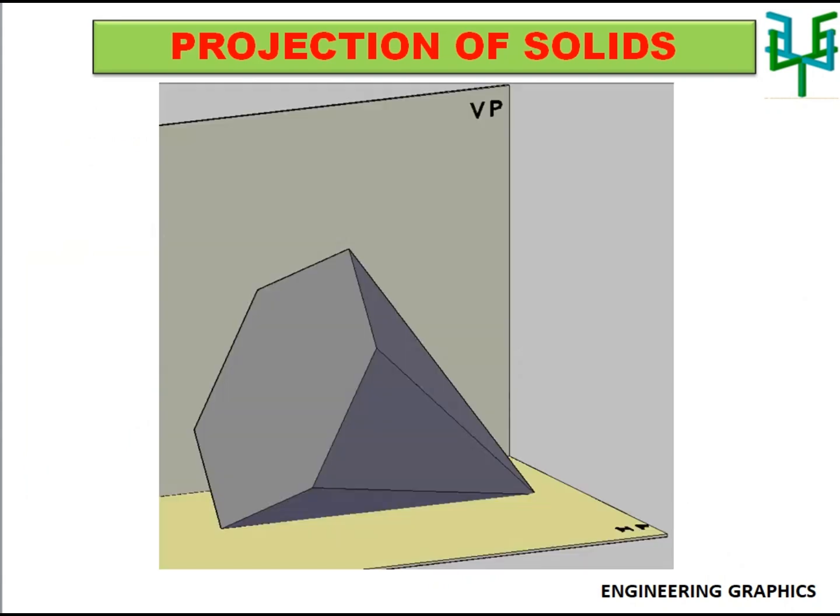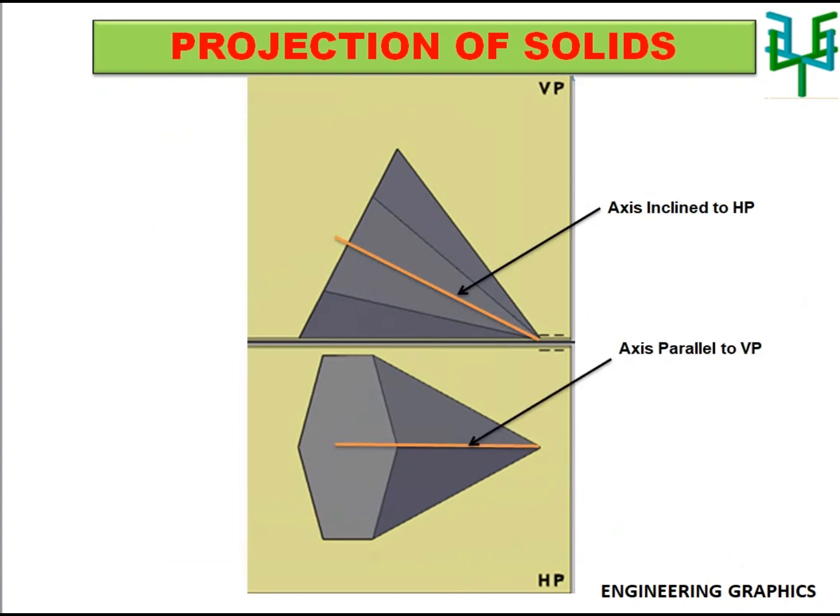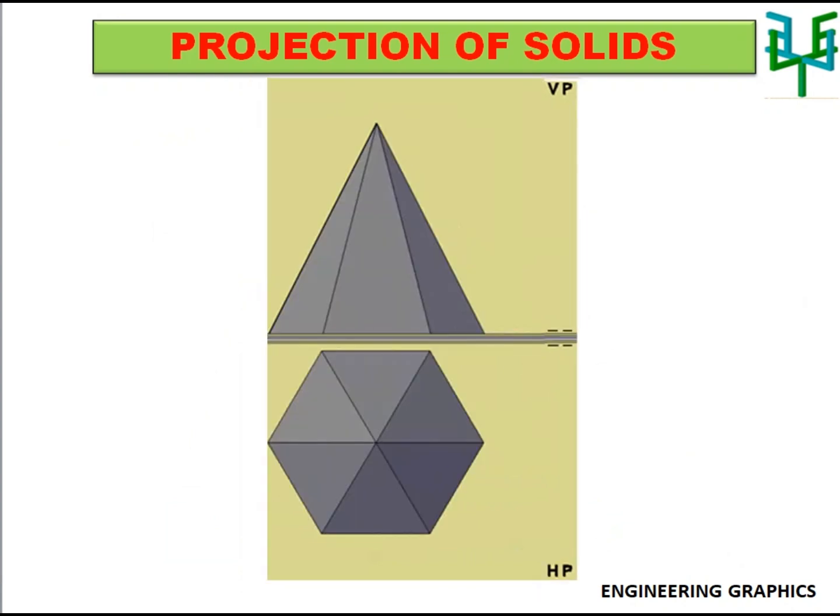In this case, the hexagonal pyramid is lying on the ground with its slant edge. Therefore, the axis of the pyramid is inclined to HP. Further, the axis is parallel to VP. So the first stage of plan and elevation is to be drawn by assuming that the axis of the pyramid is perpendicular to HP. Then the base shape, the hexagon, can be seen in the plan.